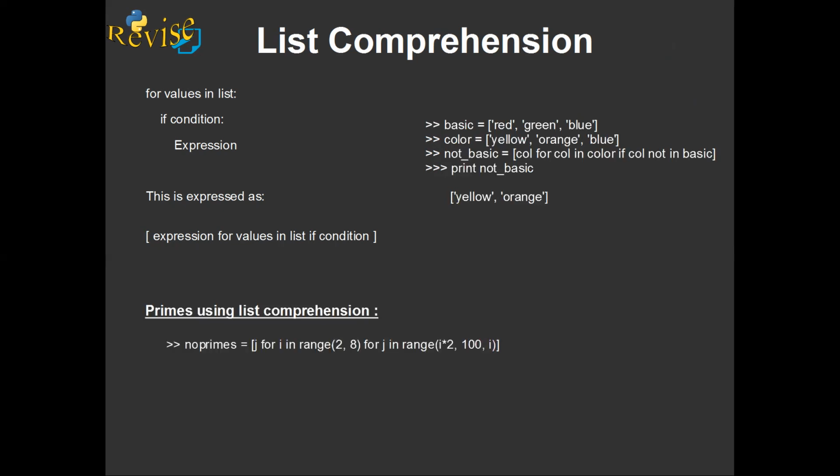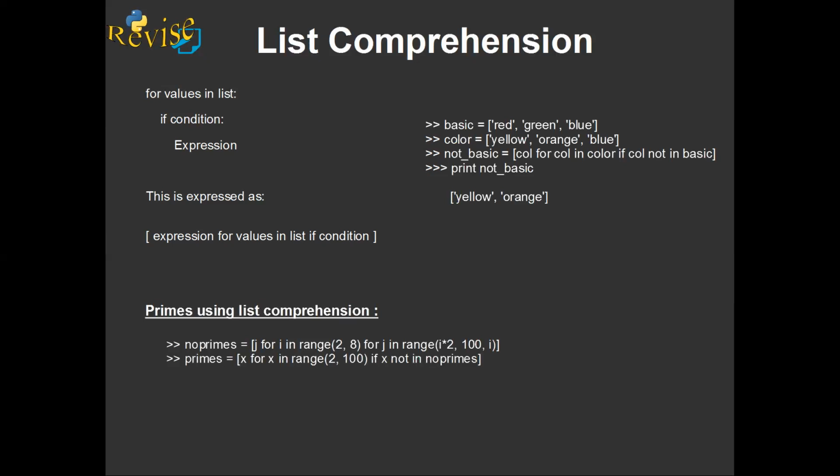We will first define a list called no_prime. So this is: for i in the range 2 to 8, for j in the range i multiplied by 2 to 100, step i. So this whole thing gives you the multiples of 2 up to 100, like 2, 4, 6. Then again it starts from 3: 3, 6, 9, then 4, 8, 12. This gives a whole list of these multiples of 2, 3, 4, 5.